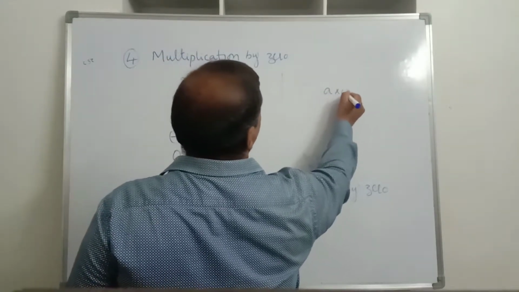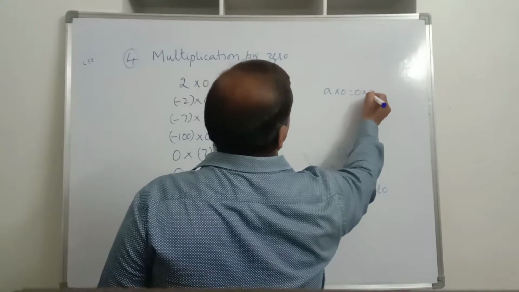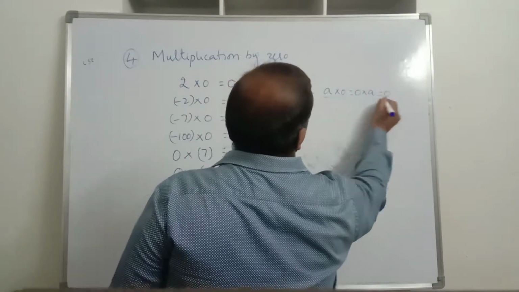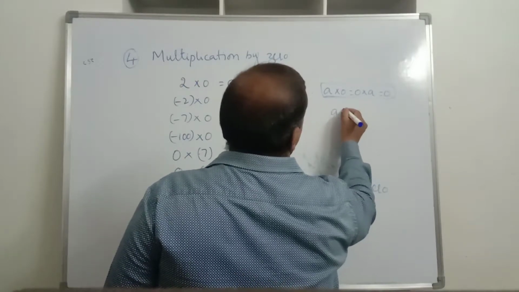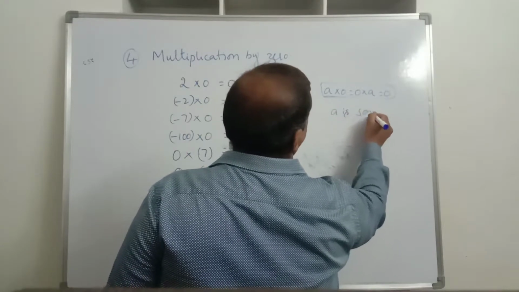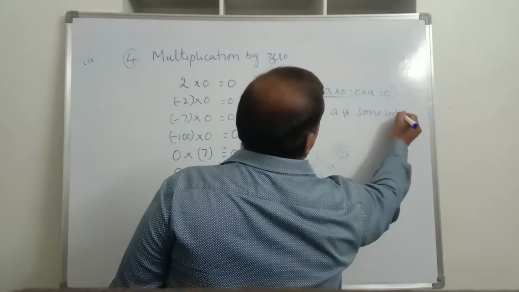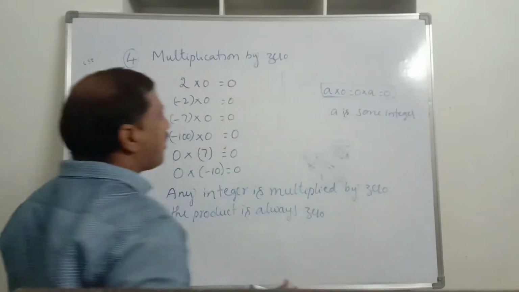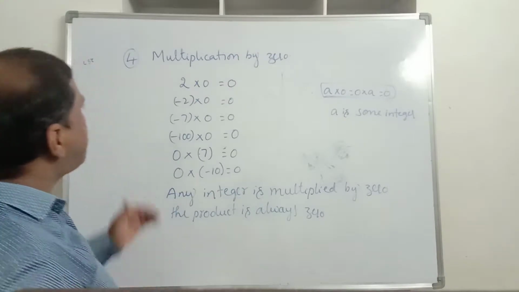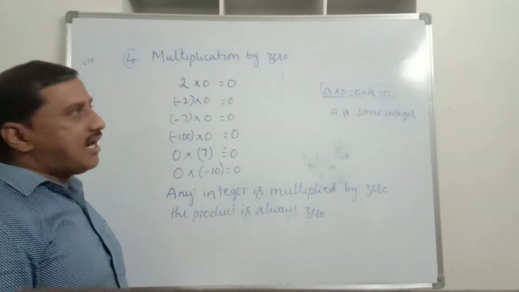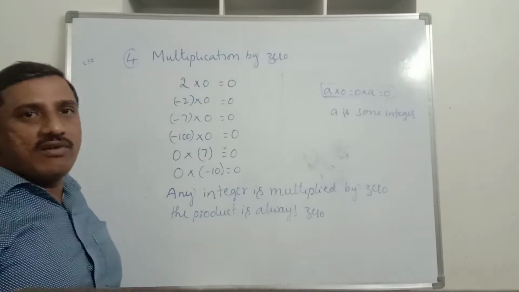That is what we can write: A into 0, that is 0 into A, is equal to 0, where A is some integer. So we can conclude that the product of any integer with 0 is always 0 only. This is one property of integers. Now we will discuss multiplication by 1.